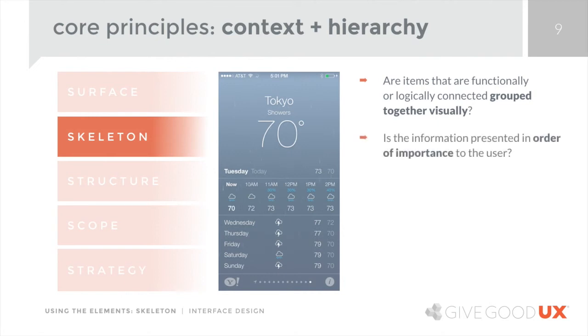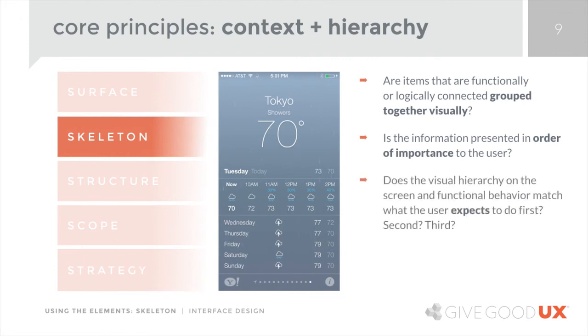Is the information on the screen presented in the order of importance to the user? Are the things that they care about most taking up prominent positions on the screen? Do they call attention to themselves in some way? Are they prioritized in terms of being higher up on the screen or above the fold? Going along with that, does the visual hierarchy on the screen and the functional behavior of those things match what that person expects to do first, or second, or third?